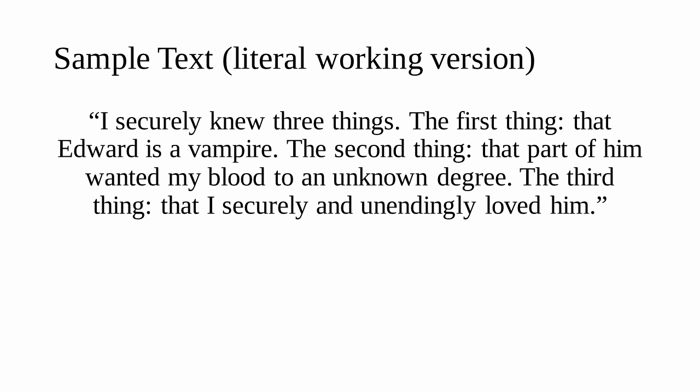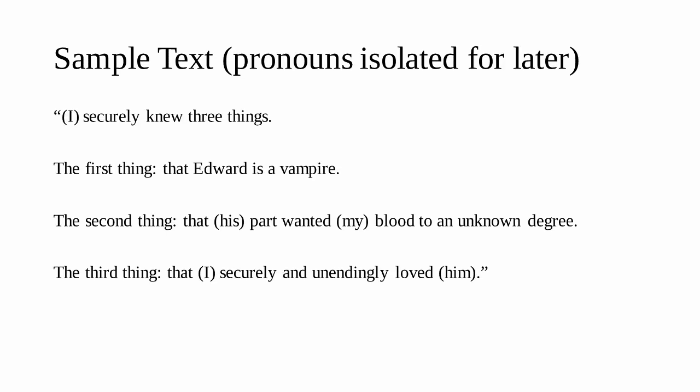I securely knew 3 things. The first thing, that Edward is a vampire. The second thing, that he wanted my blood to an unknown degree. The third thing, that I securely and unendingly loved him. We'll gloss these items one part of speech at a time.